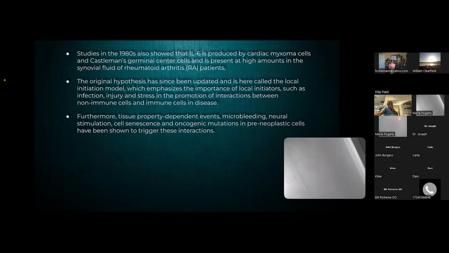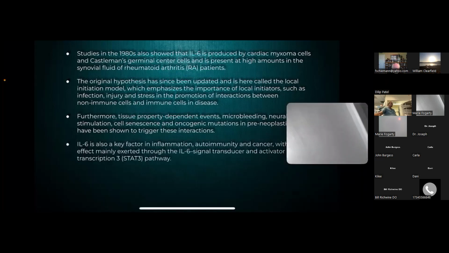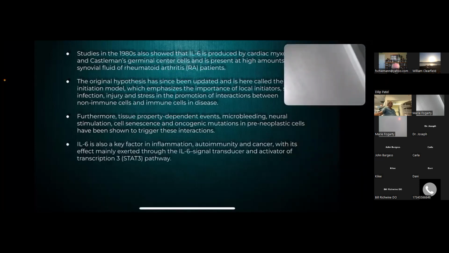They cause necrosis. Furthermore, tissue property dependent events, microbleeding, neurostimulation, cellular senescence, oncogenic mutations, and preneoplastic cells have been shown to trigger these interactions. Okay, so many different things could play a part. Interleukin-6 is also a key factor in inflammation, autoimmunity, and cancer, with its effect mainly exerted through the interleukin-6 signal transducer and activator of transcription 3.